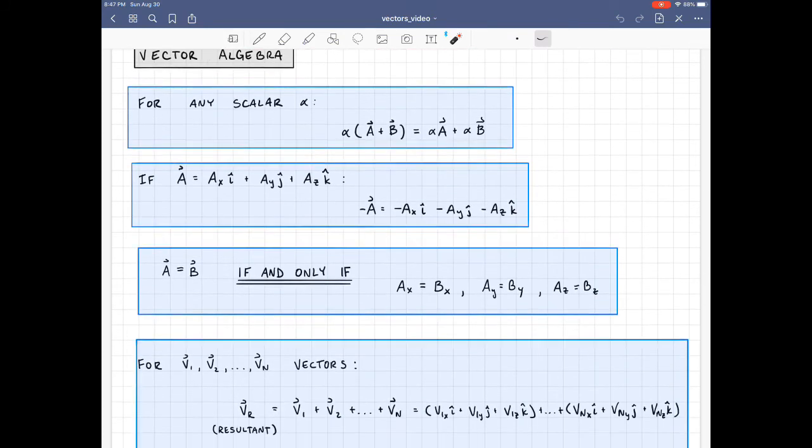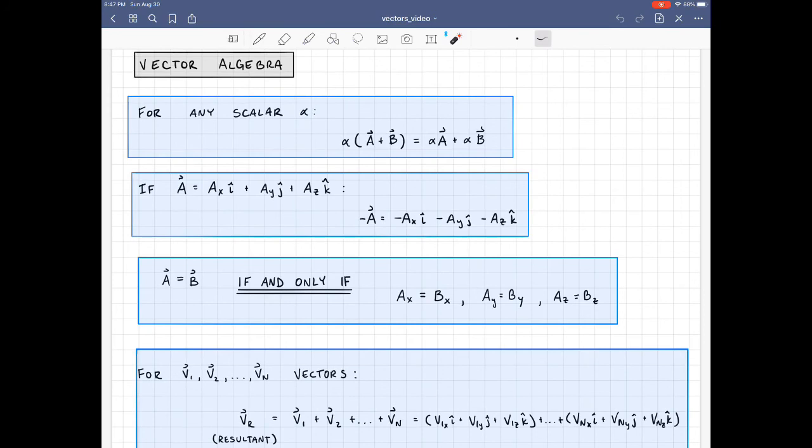So in general, for vector algebra, if you multiply any scalar by the sum of two vectors, that scalar just distributes. So you just end up multiplying both vectors by that scalar quantity. If you have a vector A, then negative of that vector means you have to take the negative of each component.